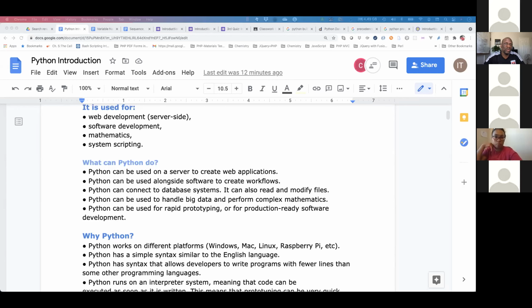Python can also be used to handle big data, very large data sets, and perform very complex mathematical calculations. We can also use it for rapid prototyping. If you need something done within a short period of time, Python is the language to go for. It makes work easier without taking a toll on you in terms of resources and also in terms of the money you need to pay to just make it happen.